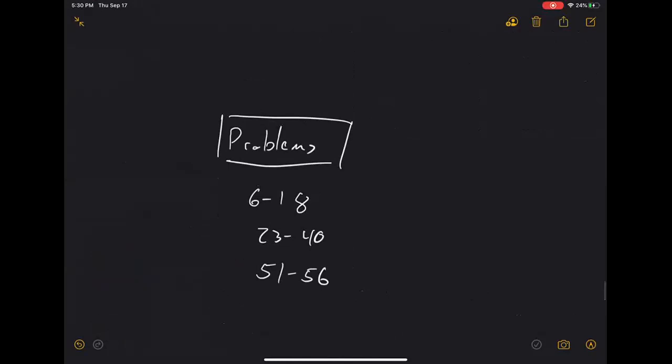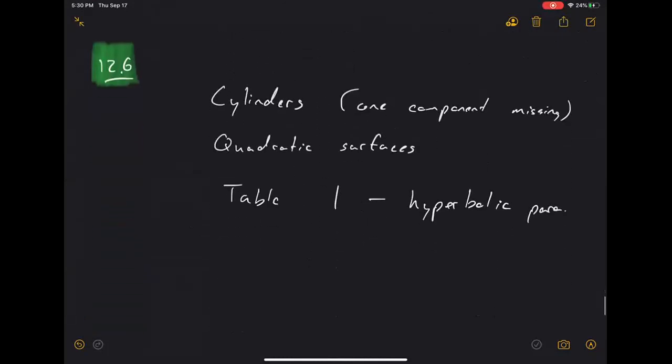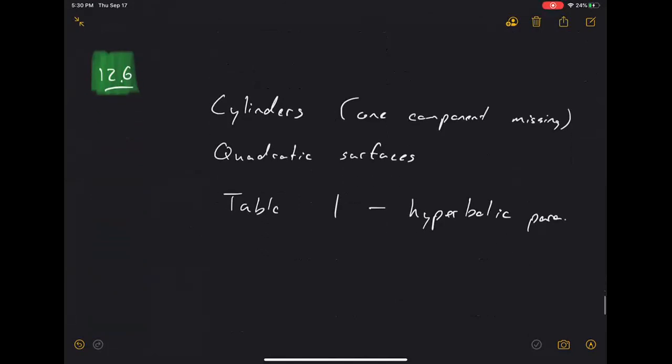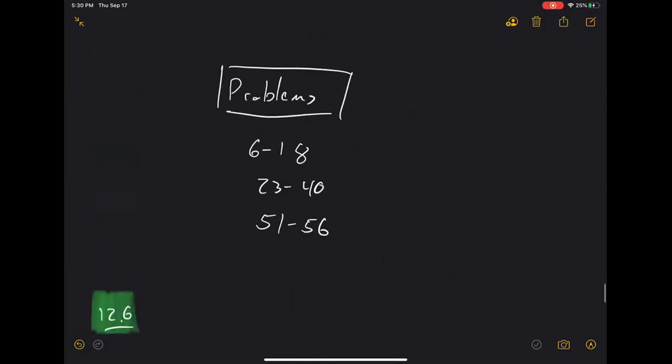Problems. I don't think there's a ton to do in 12.5. It's fairly straightforward, I think. 12.6, and this is kind of all I prepared for this session. We can talk about chapter 13 on Tuesday, or continue when you guys finish this. Oh yeah, 6 through 18.